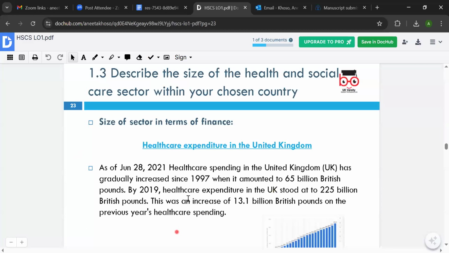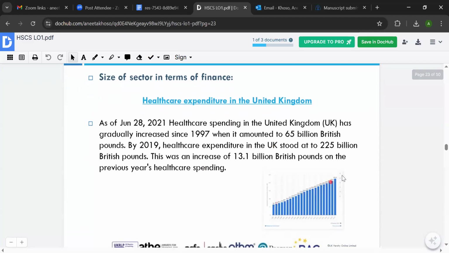Any idea what happened here? What was the reason? Can anyone comment on this steep graph that went up? Anyone? 2019. So this increased 13.1 billion British pounds. Anyone? You can unmute yourselves and talk, or write it in the chat box. Please start writing your student name and your ID in the chat box as well.